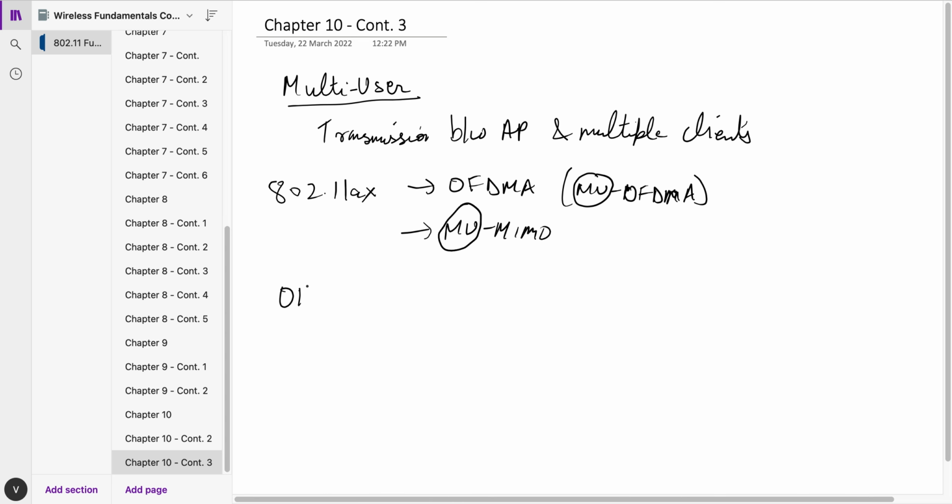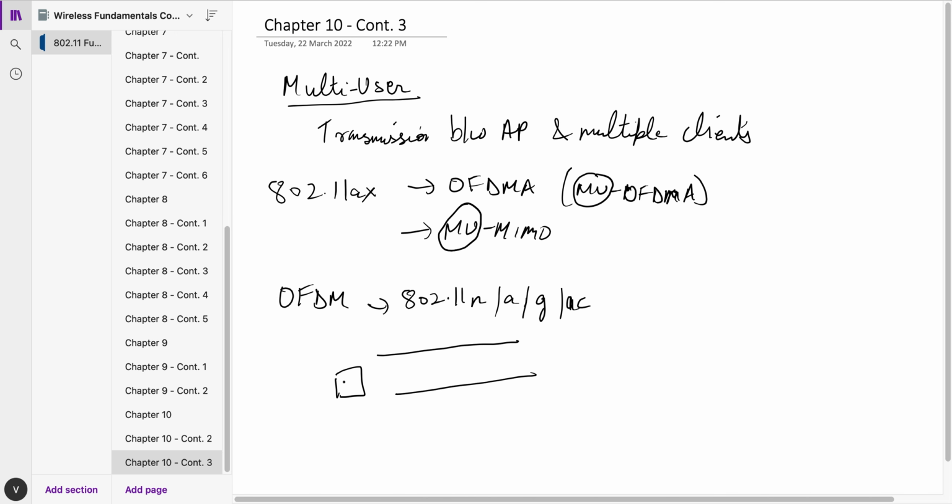If you know that in OFDM, we have discussed OFDM in 802.11n, this technology is used in A, G, and also bit in AC, right? Now here, what happened was we were using the entire frequency channel for a single transmission from transmitter to receiver. Even if the frame size is, let's say, around 250 bytes, we will still use the entire frequency space to send traffic. That was OFDM for you.